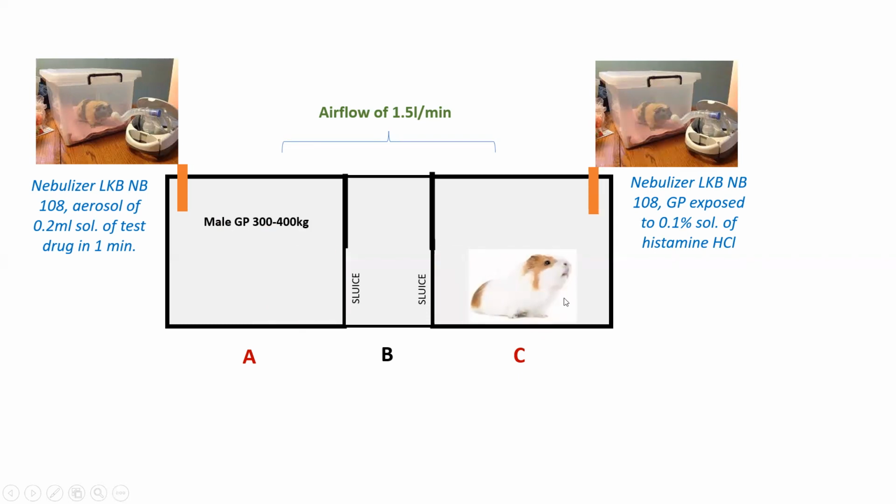When it enters box C, the guinea pig is exposed or challenged with a spasmogen like 0.1% solution of histamine hydrochloride. Then you have to observe the development of asphyctic convulsion. Once the asphyctic convulsion starts developing, stop the experiment and remove the animal from the cage.